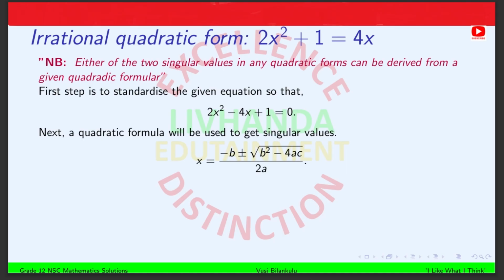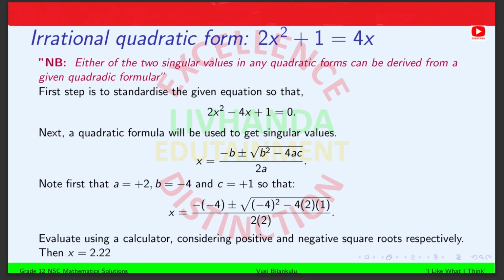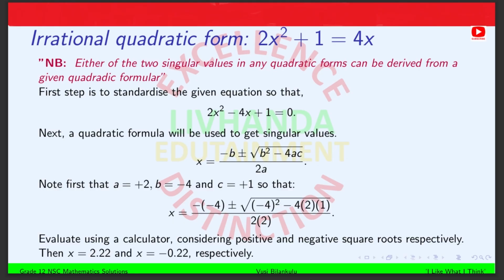First, identify the values of a, then b, and then c. These values are a equals positive 2, then b equals negative 4, and then c equals positive 1. Plug these values into the formula as shown in this slide. Then, the formula must be evaluated first with respect to a positive square root so that the solution equals 2.22. And lastly, evaluate the formula once more, this time with respect to a negative square root. Then, x equals negative 0.22.